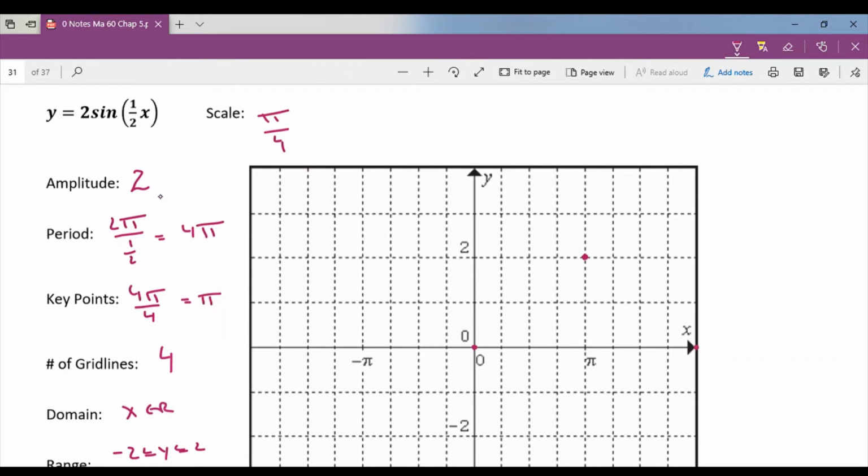Then I'm going to go the other way. 1, 2, 3, 4 grid lines. So every pi, I'm going to go down to -2. And then in 4 grid lines, 1, 2, 3, 4, I'm going to go back up to 0. And so here is my final graph. Ooh, not bad this time. This is my final transformed graph that has an amplitude of 2, a period of 4 pi. So it took 4 full pi's for this whole thing to happen. And there you go. Moving on.